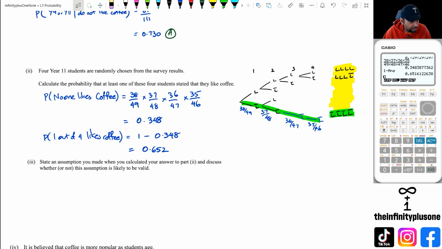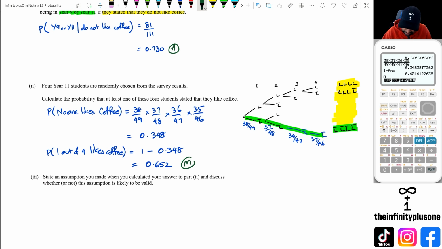So grades wise, correct conditional probability for all 4 students gets you a merit. So the correct probability there is going to get you a merit. Partially correct strategy, 1 minus complementary, working out without. Okay, so I guess if you're looking at the top line there, you probably could get an achieved before you do the 1 minus part. So that's pretty much it for this question. Let's have a look at question 3.